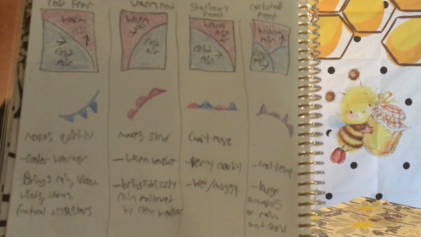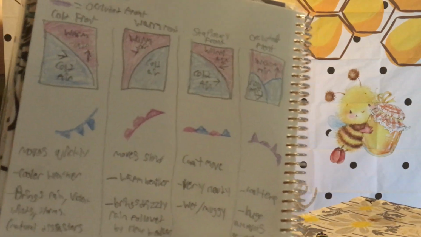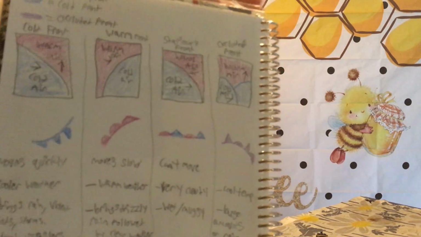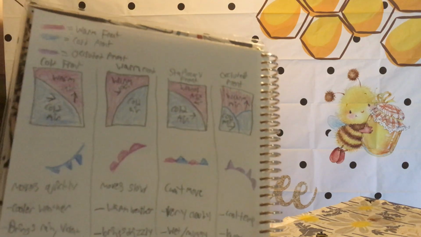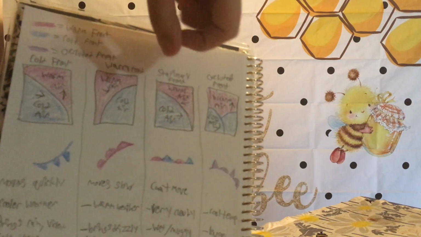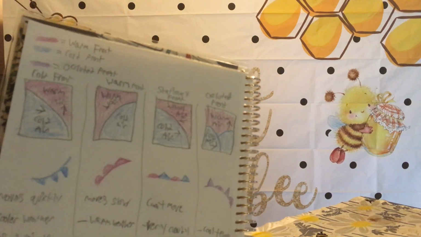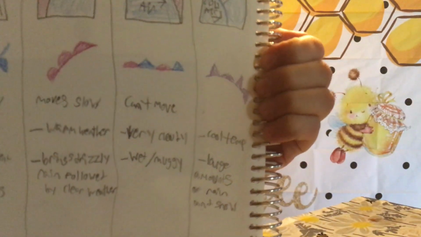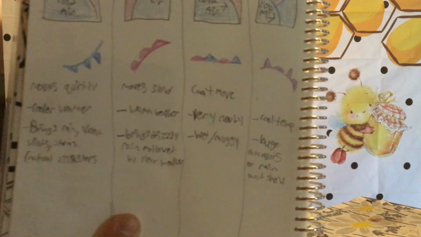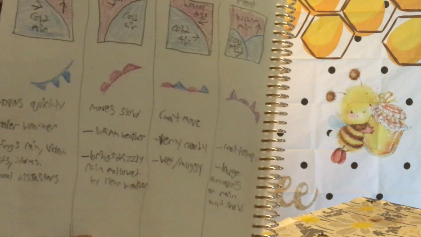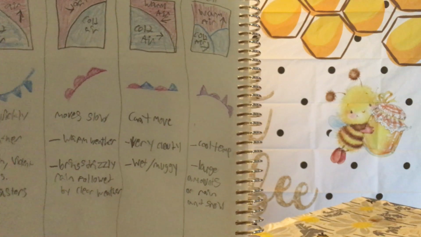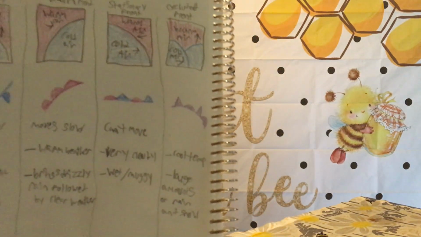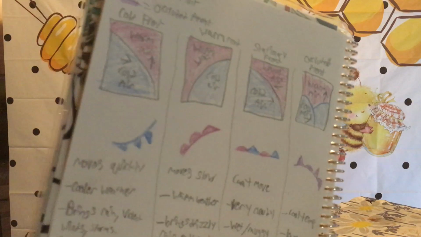And then the occluded front is the weirdest one out of everything. So what happens is one mass of cold air wraps around the warm air and pushes the warm air up into the sky. Its symbol is a curved purple line with purple triangles and half circles. So it obviously brings cooler temperatures and large amounts of rain and snow, which is what it's like during the wintertime when it snows for days on end.